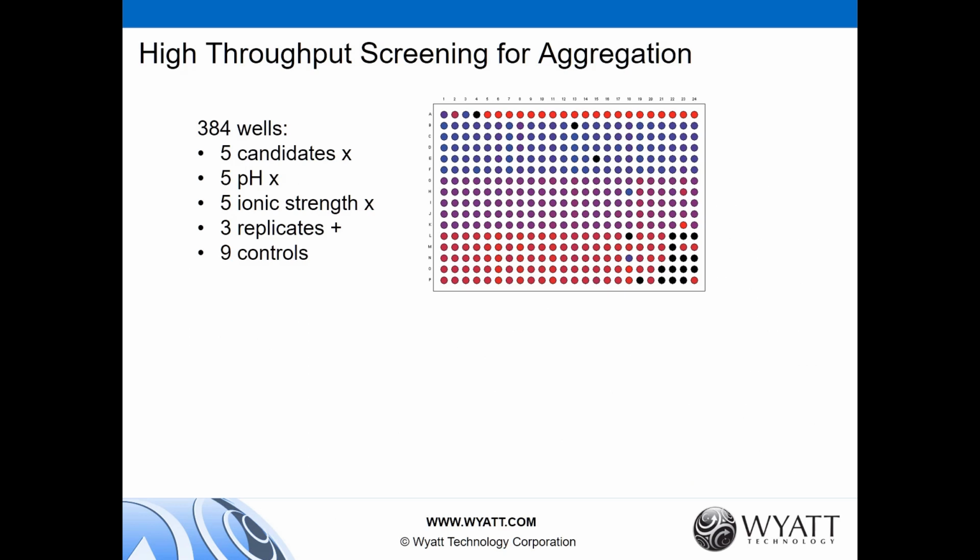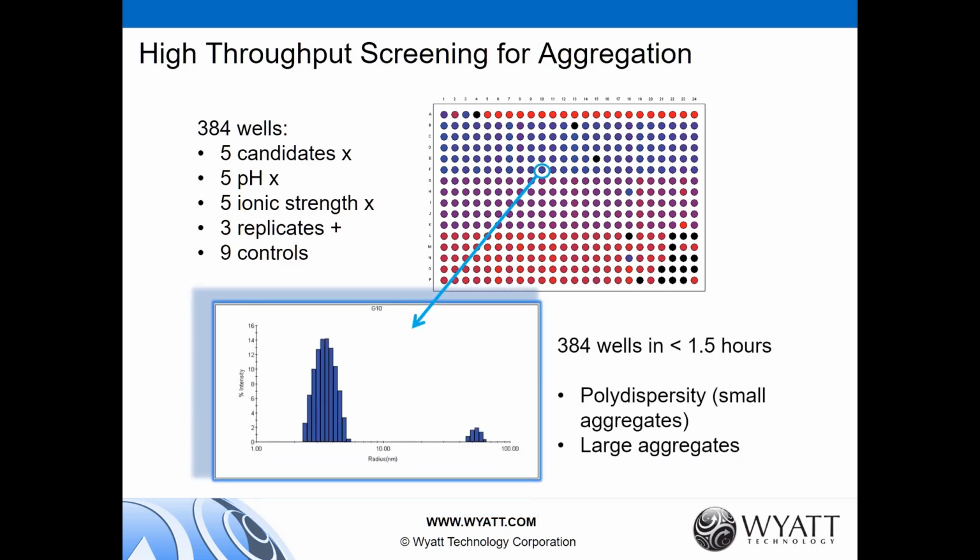So imagine that you had a 384 well plate now. Well, you could populate that with 5 candidates, each at 5 different pH values, each of those at 5 different ionic strengths, and each of those across 3 replicates, and add in 9 controls, buffer or something else, and all of this can be scanned in less than 1.5 hours to determine polydispersity, which essentially tells us about the presence of small aggregates, as well as the presence of large aggregates, like the population we see over here.